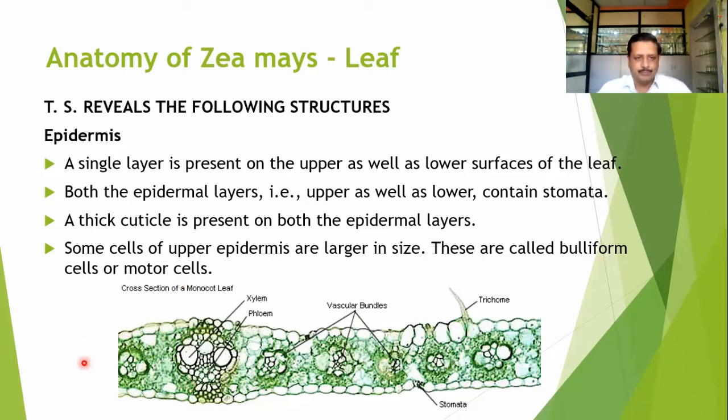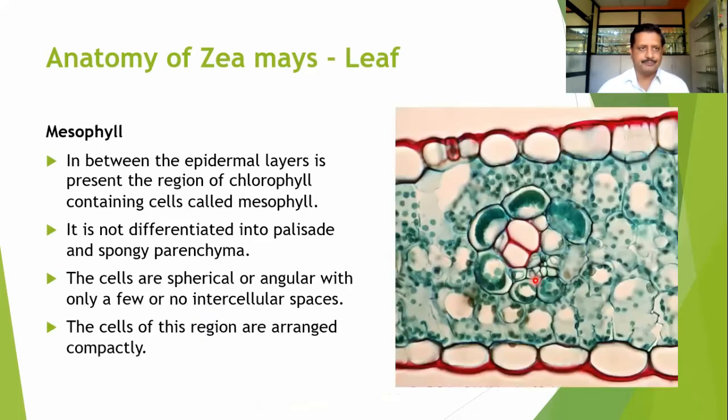So this is the simple structure of the leaf. In transverse section, you can find upper and lower epidermis. In between, there are all the vascular elements. Vascular bundles are there. The upper and lower epidermis may have trichomes and stomata, and the vascular bundles are made up of xylem and phloem elements. So this is the typical structure of the leaf of maize.